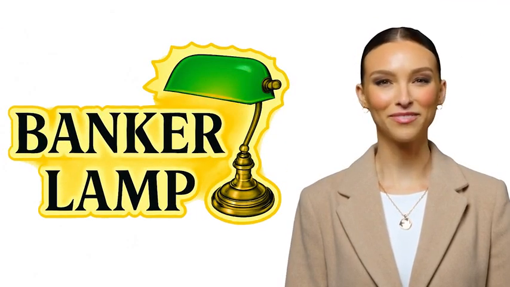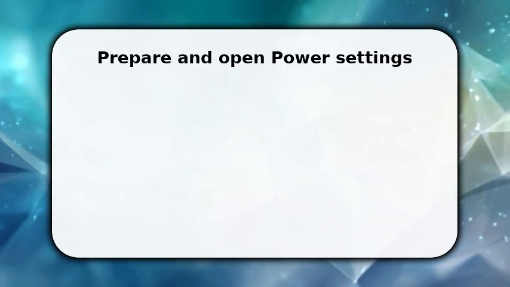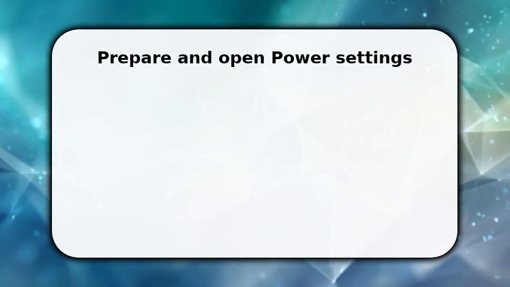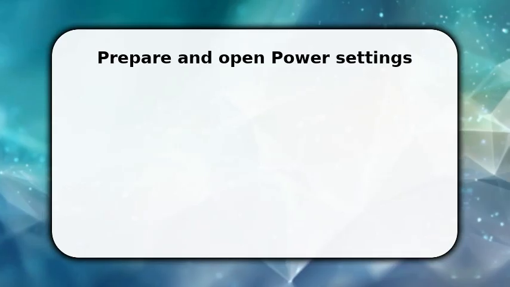Please enjoy the video. You start by confirming power state and battery percentage so you know if changes will persist. Once done, open the Start menu and type Power and Battery to jump directly to the control panel.